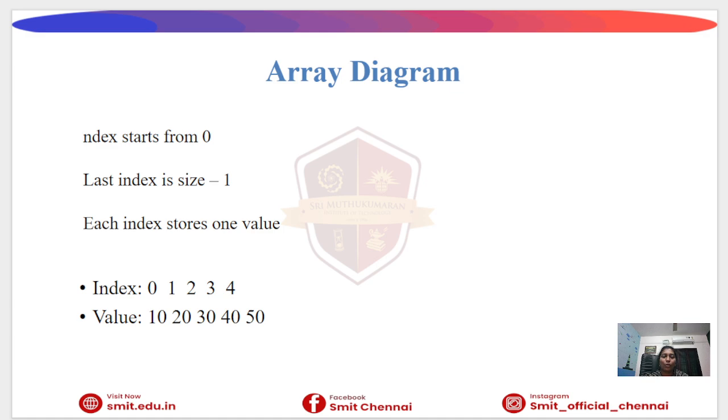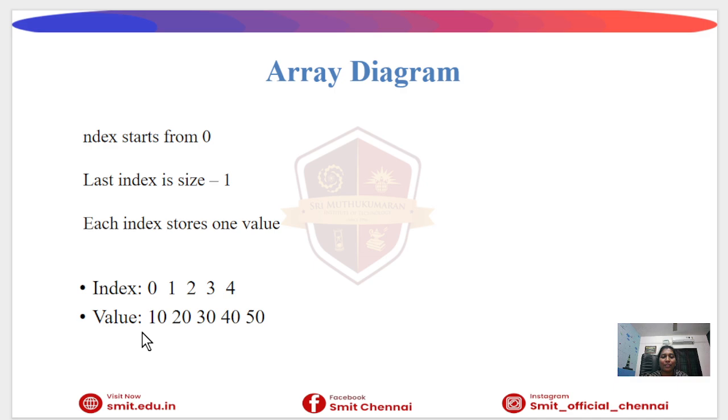Then we are going to explain the array diagram. Now look at the diagram. You will notice something important. The counting starts from 0, not 1. This is very important in C and embedded systems. So if the array size is 5, the index will go from 0 to 4.